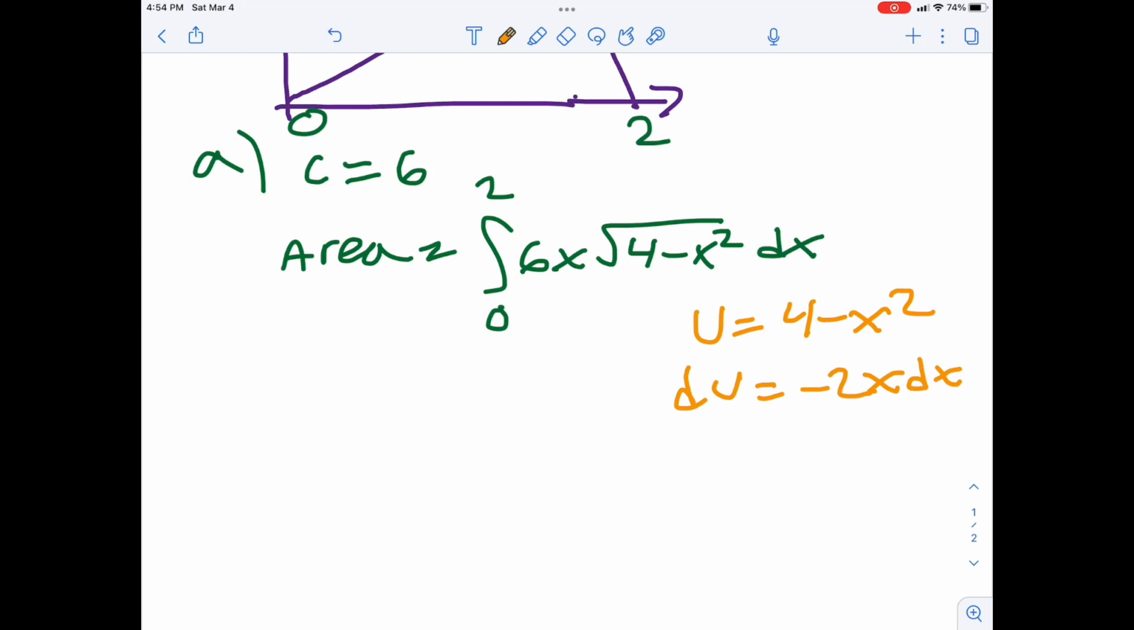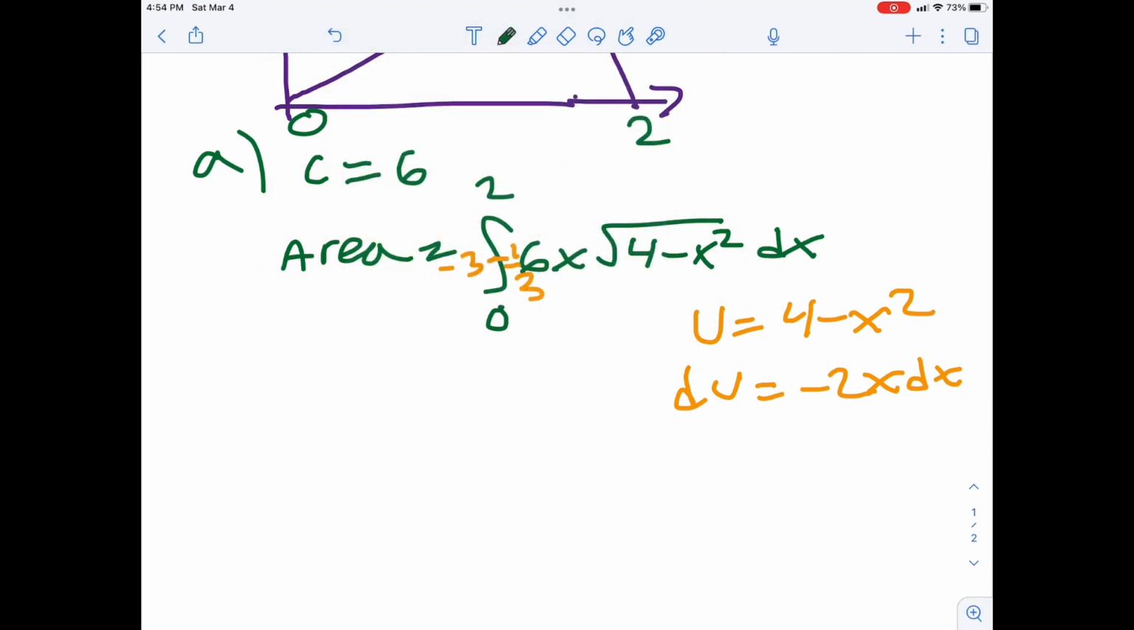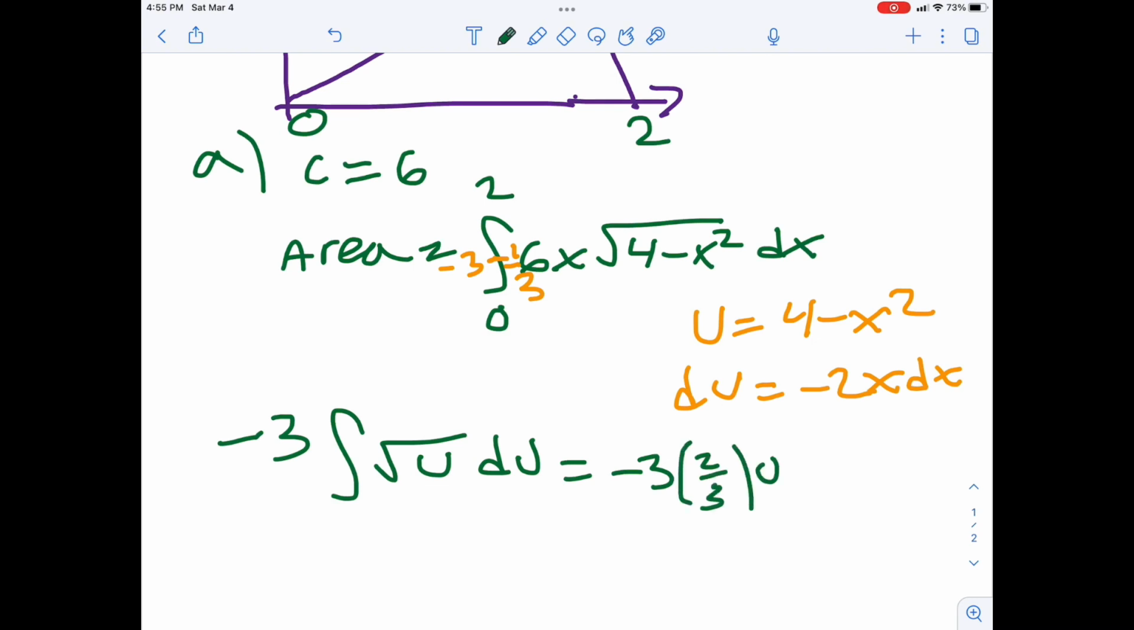Now I'm going to rewrite this integral in terms of u, and I'm just going to put a little negative 1/3 on the inside and then a negative 3 on the outside, just so it's easier for me to remember that I made that change. So I'm going to write negative 3, and I'm just going to leave this as an indefinite integral, and then I'll put my x back in and use those limits of integration. So I have negative 3, and then the square root of u du. This just equals negative 3 times 2/3 u to the 3/2.